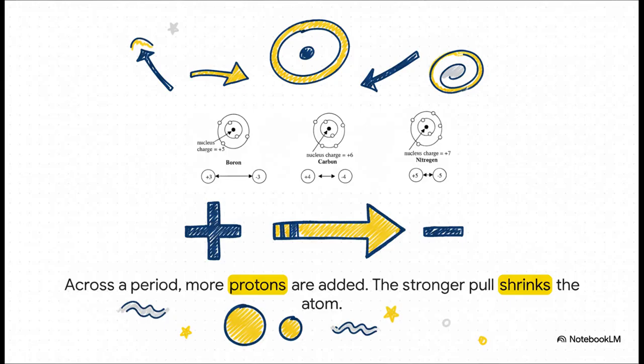And this visual shows you exactly why that happens. Look at boron, carbon, and then nitrogen. As you move from one to the next, you're adding more protons to the nucleus. That means the inward pull is getting stronger. But, and this is the key part, the new electrons are all being added to the exact same outer shell. So you've got a stronger magnet pulling on the same layer of electrons. The result? The whole thing just shrinks.